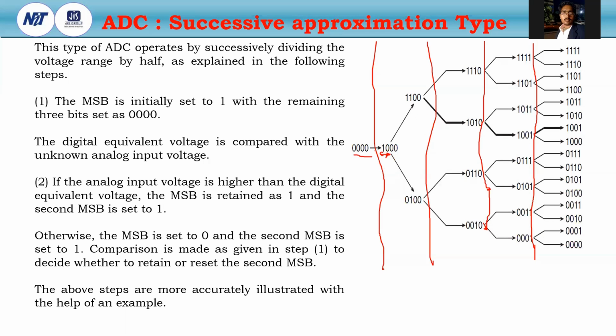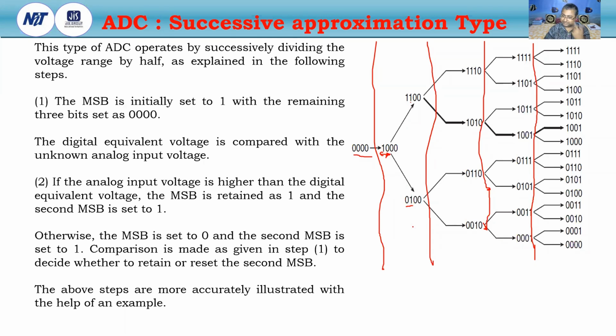If the input voltage is greater than the reference voltage in the second clock pulse, then what happens? The next MSB of the previous digital output, that is 1000. So in this 1000, the next MSB should be 1. Next MSB means after 1. So this should be 1, like this. If it is less than the reference voltage, then interchange the last 2 MSB. Last 2 MSB is 1 and 0. So interchange between these two. So that means 0 should be here, 1 should be here. And other LSB remain unchanged.